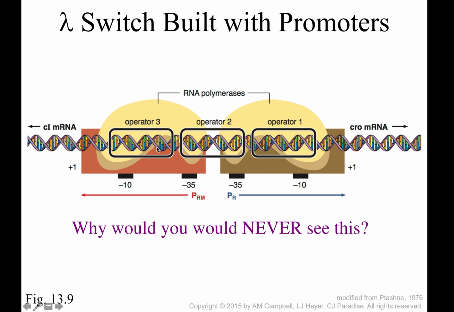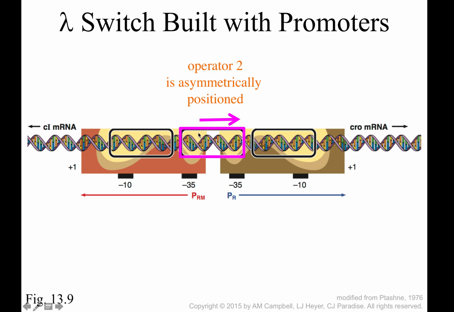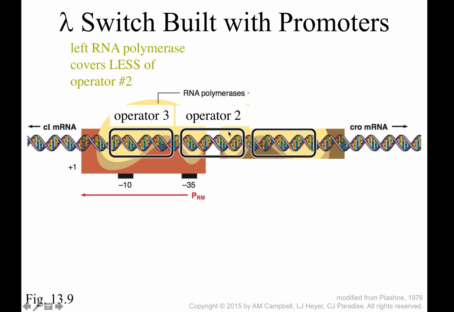There are three operators, and you would not ever see two RNA polymerases bound to these at the same time, and the reason is that these operators are not evenly distributed. So operator 2, the one in the middle, is positioned so that more of it is to the right and less of it is to the left.